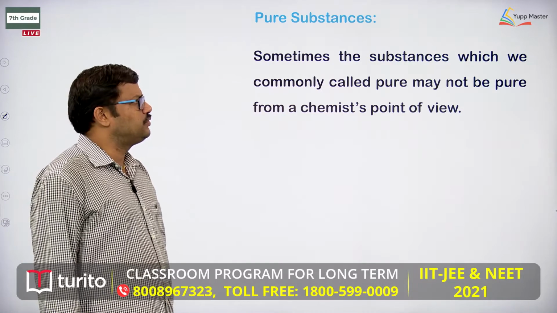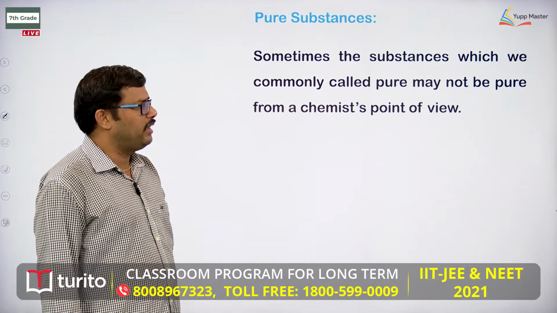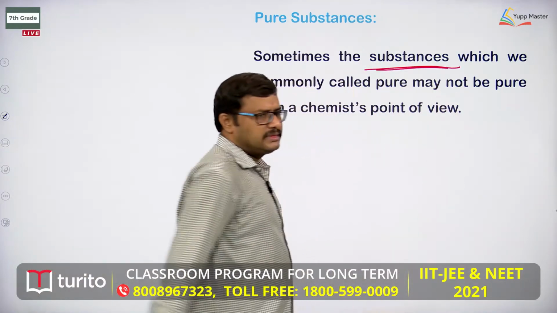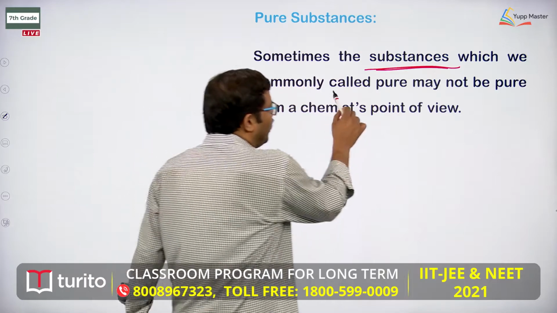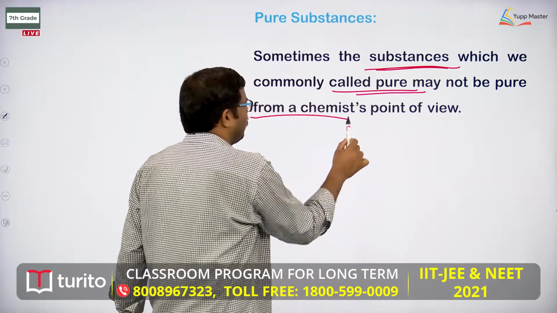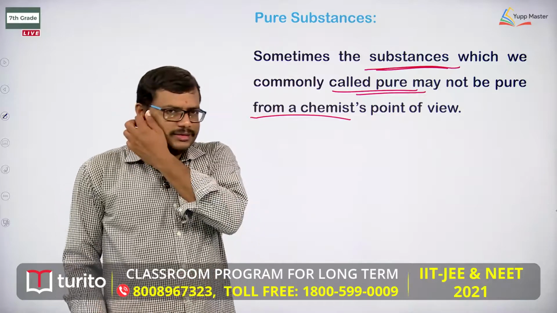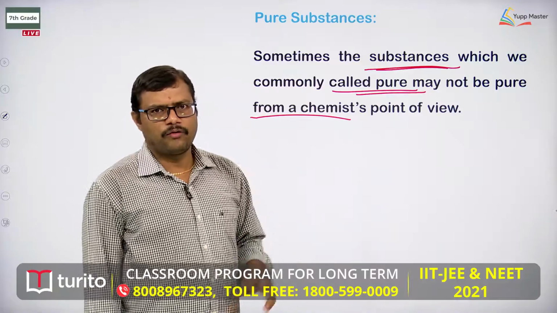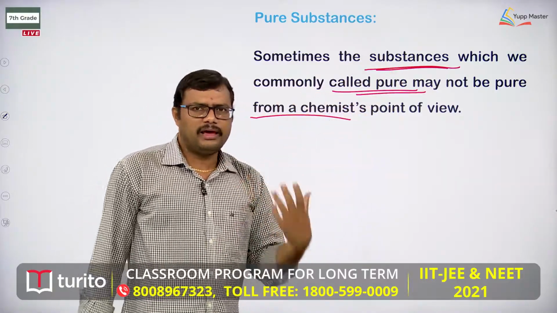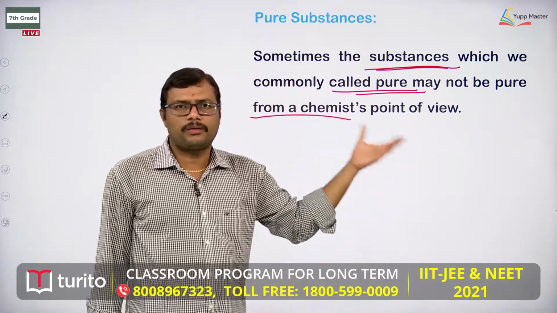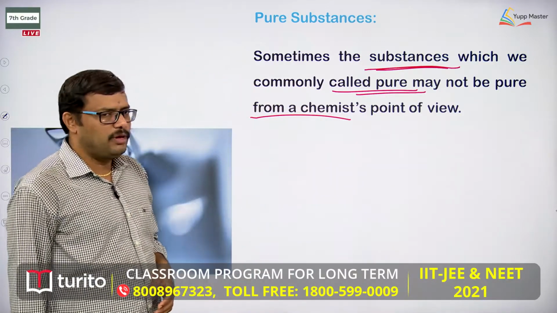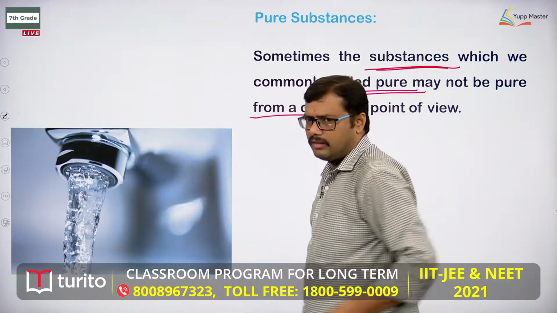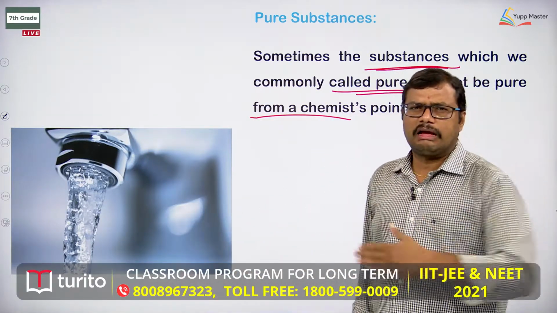Sometimes the substances which we commonly call pure may not be pure. Observe the statement: substances which are commonly called pure may not be pure from a chemist's point of view. When a chemist looks at these, he says that they are not pure. But of course, you may think that they are pure substances, but they are not pure. The best example is tap water. When you collect tap water, it looks very clear.